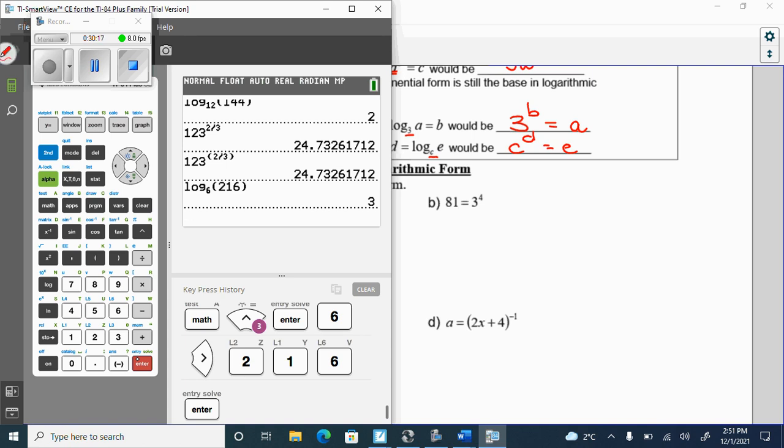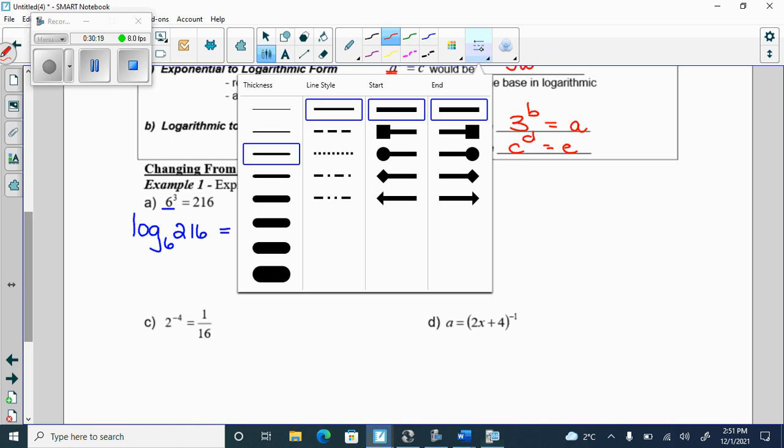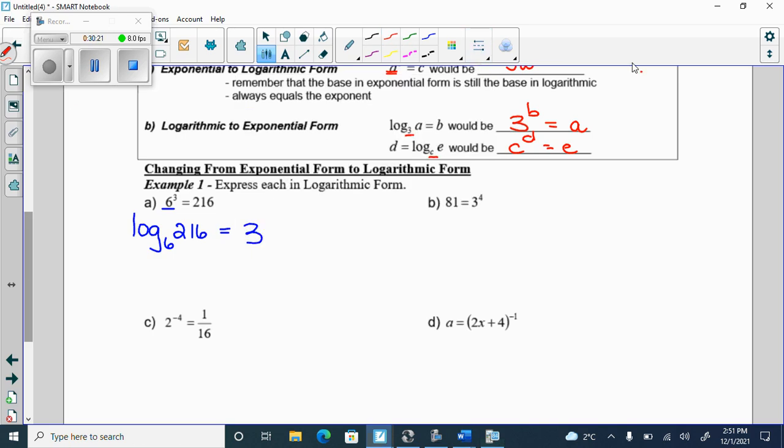So what you have to do is put it in with just the log button. If you have the old calculators, pay attention. If you have the new ones, you can do it this way too, so it's good to practice. Log base 6 of 216, you don't have the base button. So what you have to do every single time is log 216 divided by log 6. It gets you the same answer.